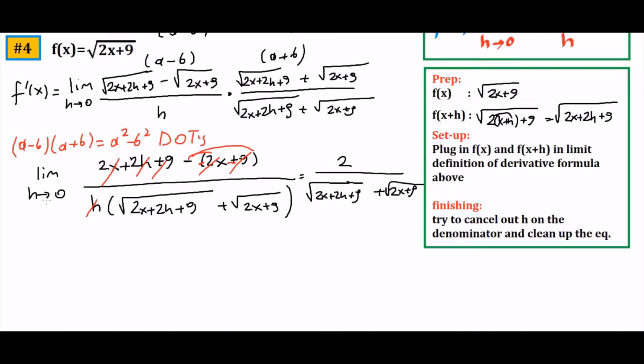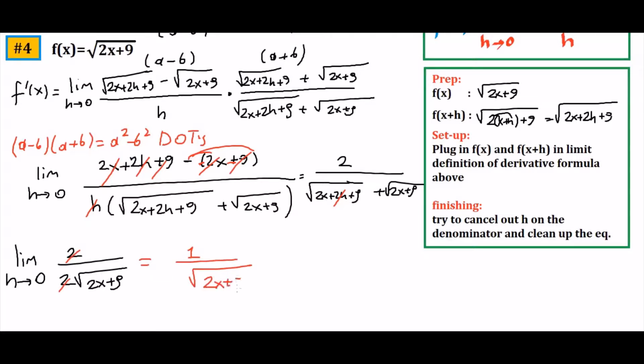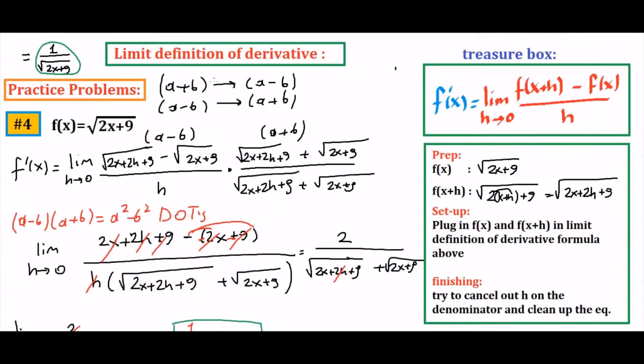Now we can directly plug in h as 0, so that makes this 0. So we have square root of 2x plus 9 plus square root of 2x plus 9. We have 2 of them, so 2 over 2 times square root of 2x plus 9, limit as h is approaching 0. So we have no h term here, there is nothing to do with h. So we can cancel the 2's and we're left with 1 over square root of 2x plus 9, and that is the answer that we were expecting.